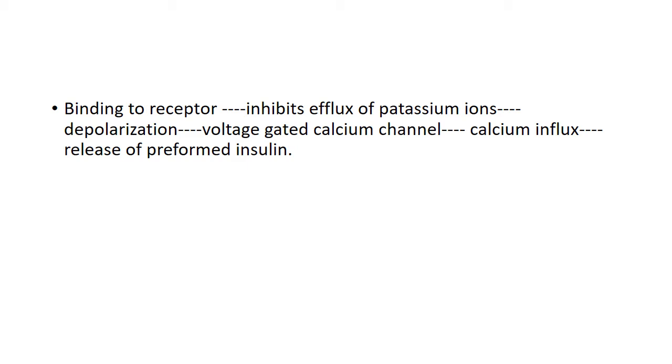They bind to the receptor that is called the sulfonylurea receptor, and in this way they inhibit the efflux of potassium ions. As a result, there will be depolarization. This depolarization leads to the voltage gated calcium channels opening. There will be calcium influx and there will be release of preformed insulin. This is the mechanism of action, how the sulfonylurea causes release of insulin from the functioning beta cells.